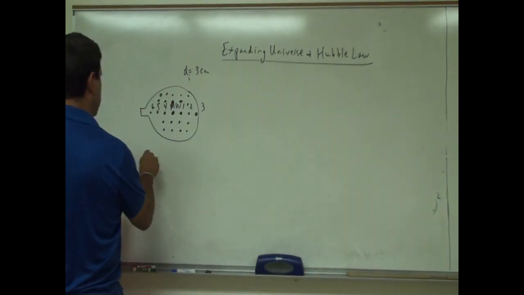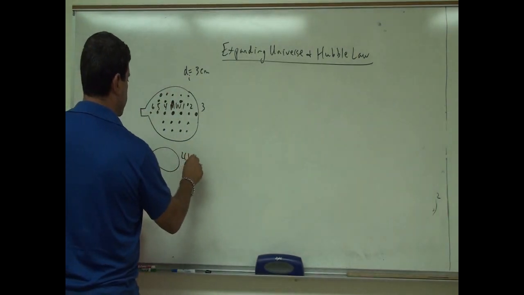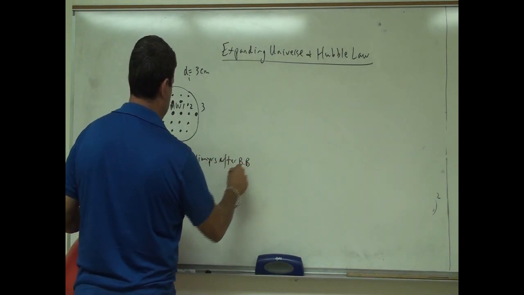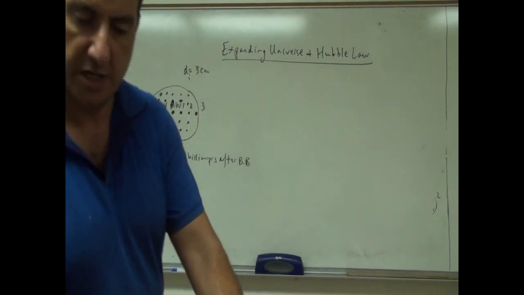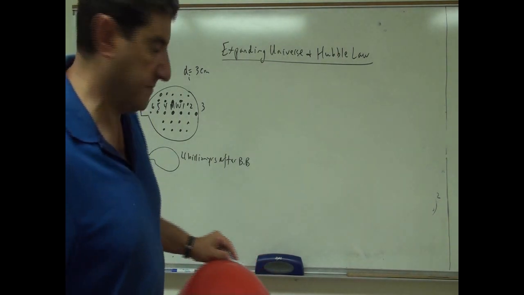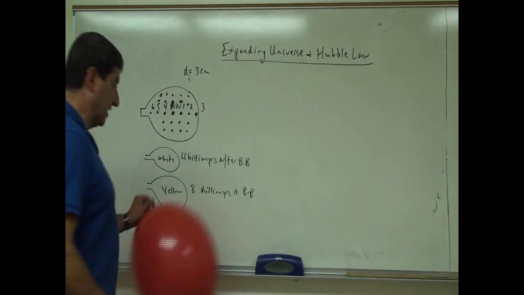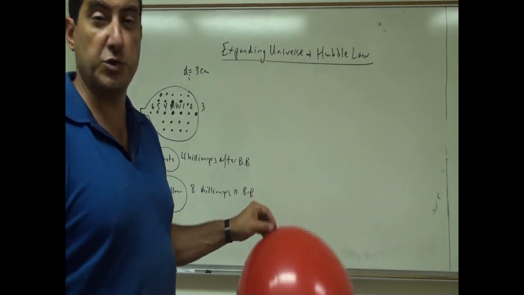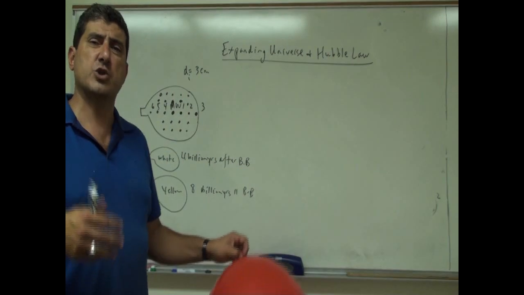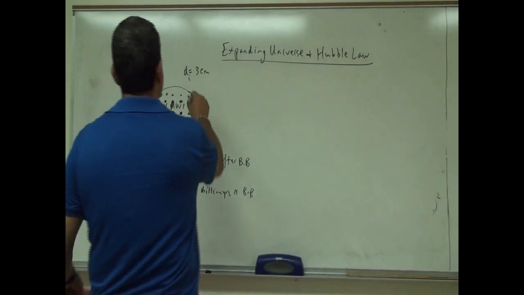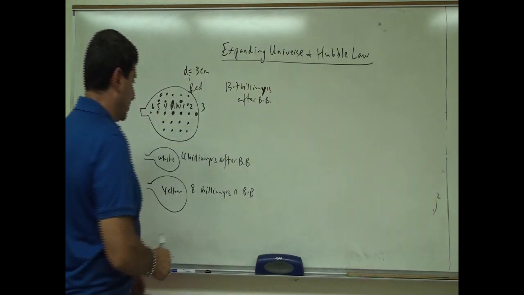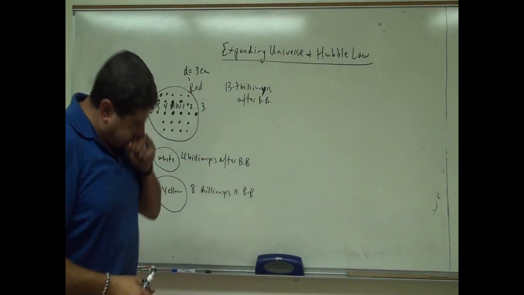So the white one could be 4 billion years after the Big Bang, right? And then the yellow one could be the size of the universe 8 billion years after the Big Bang. And then the red is the present state of the universe, which is about 13.7 billion years. The Big Bang happened 13.7 billion years ago, so about 14 billion years ago. So you can see about 4, 8, and 13.7.